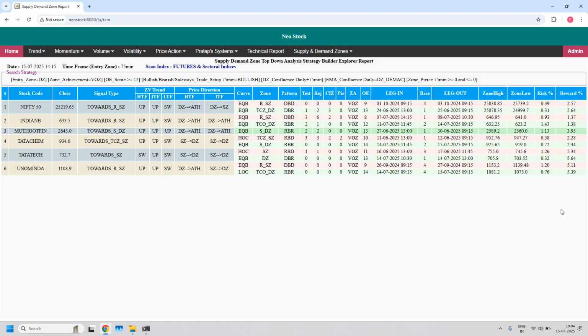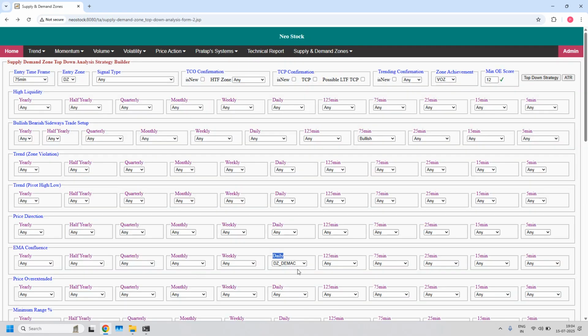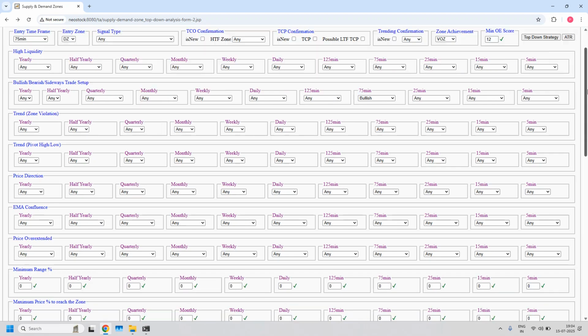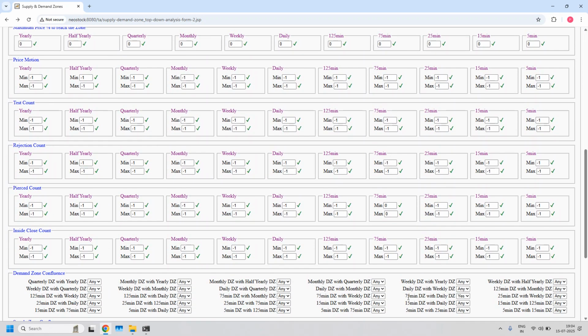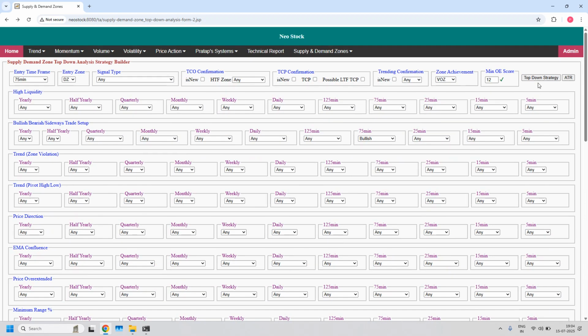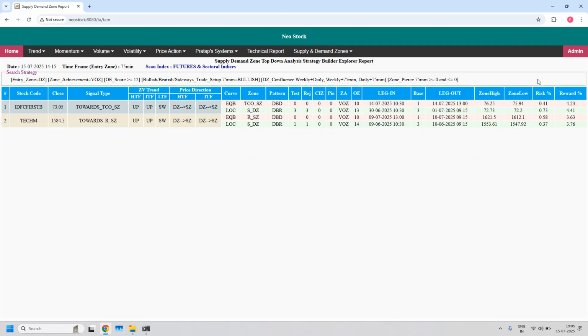Okay, next we will look into LTF, ITF, HTF demand zone confluence supported stocks. That is 75 minutes, daily, weekly demand zone confluence. 3 filters we have to set. First one, 75 with weekly, daily with weekly demand zone confluence. With all 3 filters, we got 2 stocks.